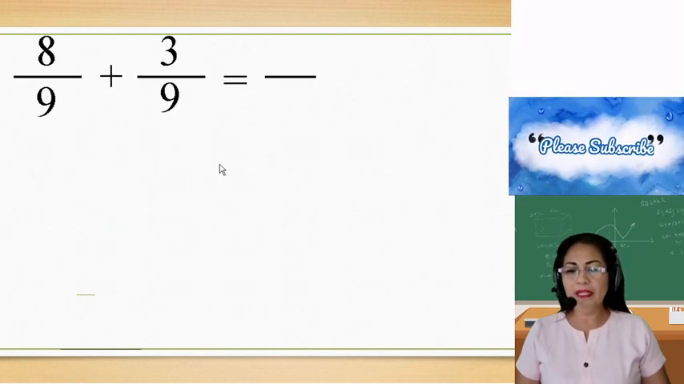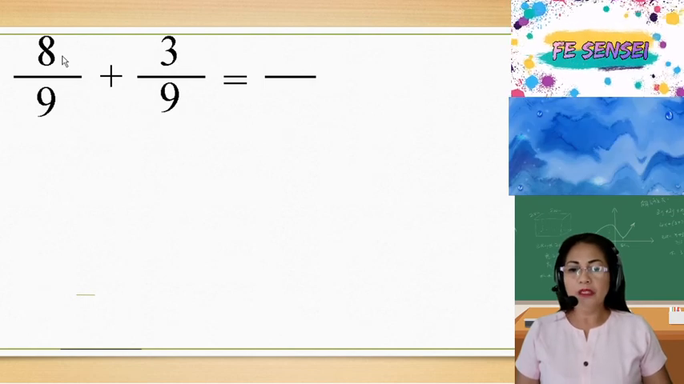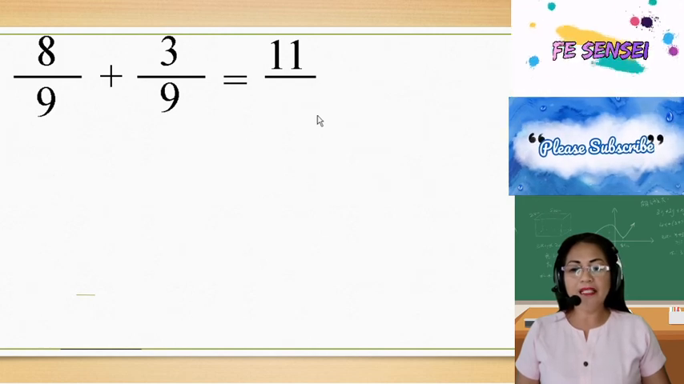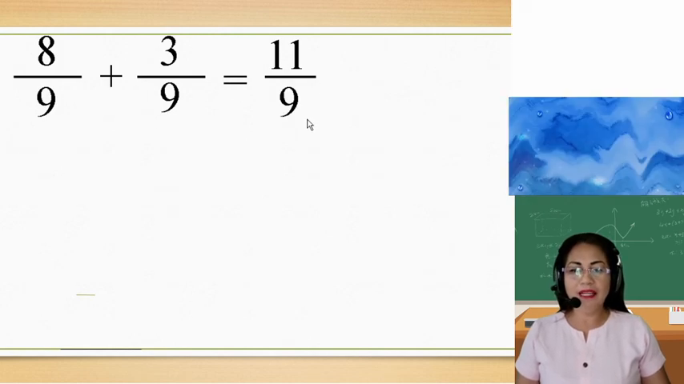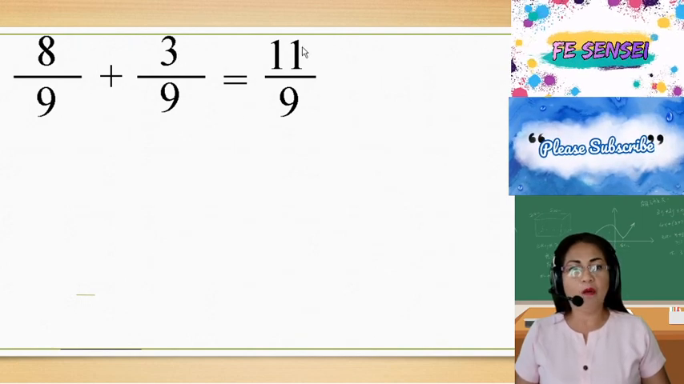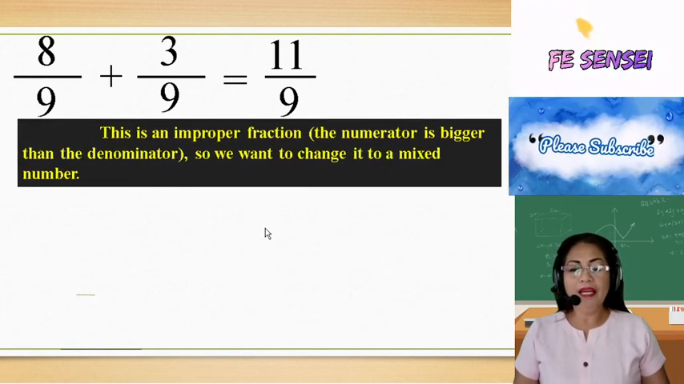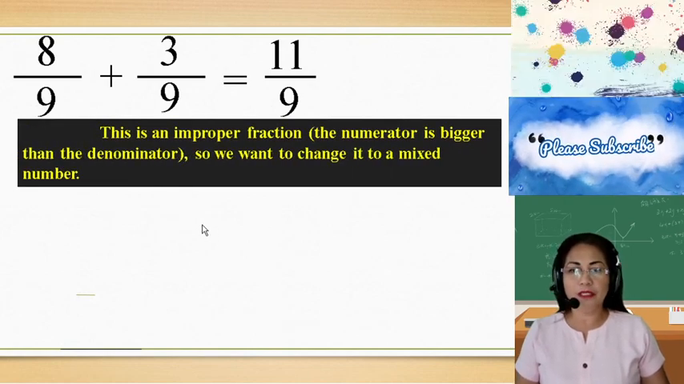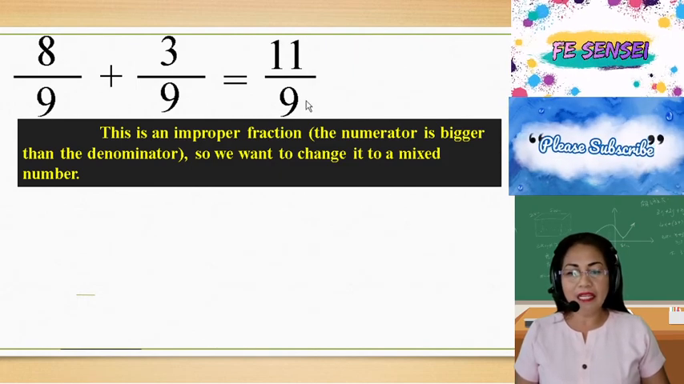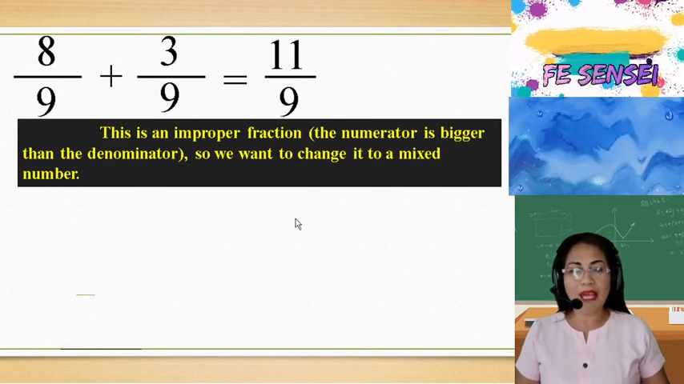Another example, 8/9 plus 3/9. So 8 plus 3 equals 11, and copy the common denominator, which is 9. So 8/9 plus 3/9 equals 11/9. And 11/9 is an improper fraction. The numerator is bigger than the denominator. So we want to change it to a mixed number.